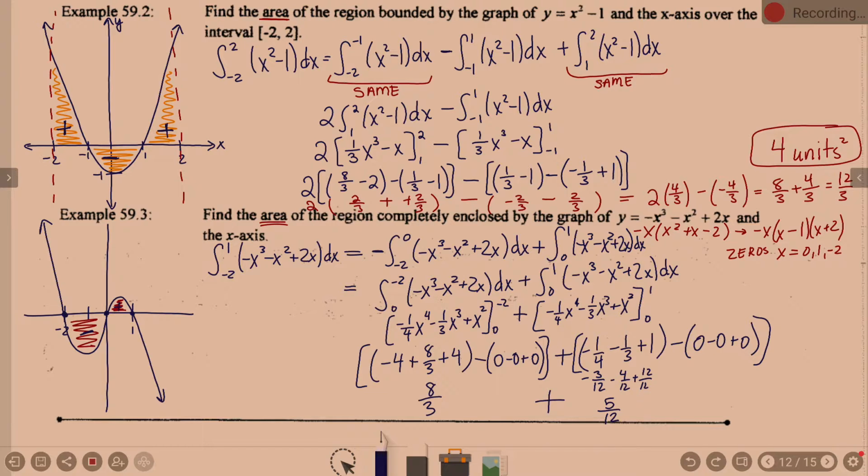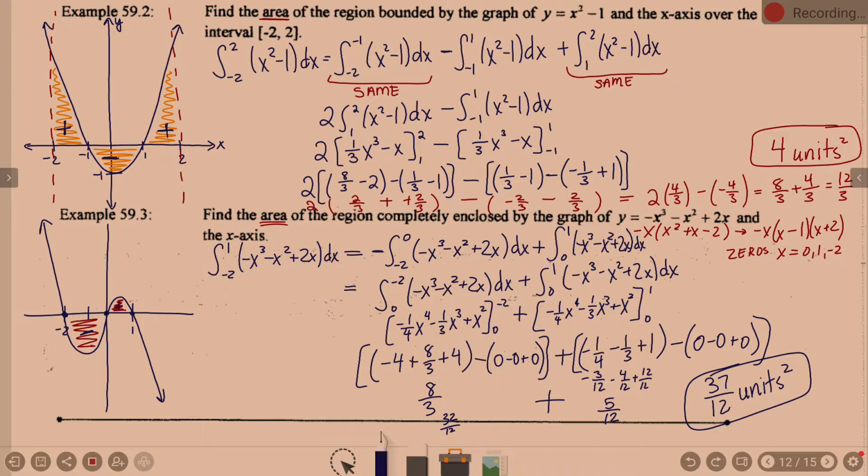So I believe 8/3 plus 5/12 should give me my answer. 8/3 is going to be 32/12, right? If I multiply by 4. So 32/12 plus 5/12 is 37/12. And your mean old teacher made us all do that by hand. But in reality, that's doable, and that's what I want you guys to know.